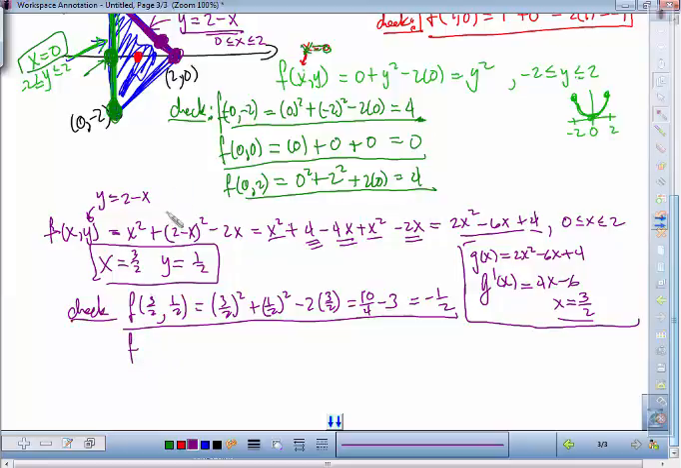And then the other one is (2, 0). That's our other endpoint over here. So we put 2 in for x, 0 in for y, and then 2 for x again. So we have 4 minus 4. That's equal to 0. So this is 0 again. It doesn't play a part.